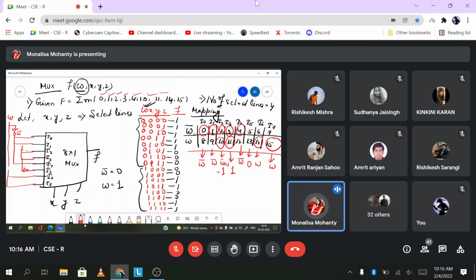So the same function can be implemented in two different ways. It can be implemented using a 16 cross 1 mux. Also, it can be implemented using the 8 cross 1 mux.